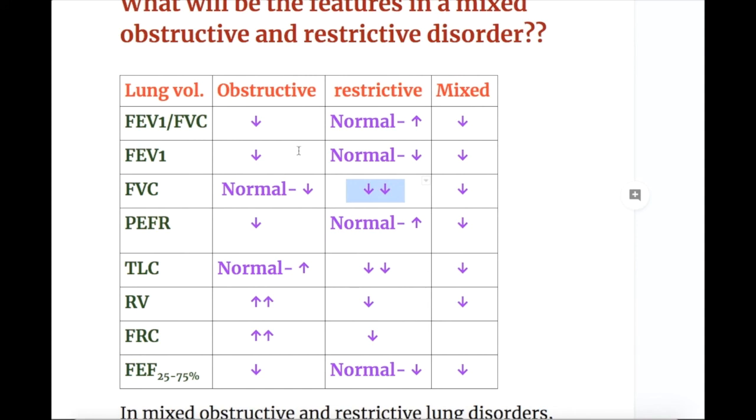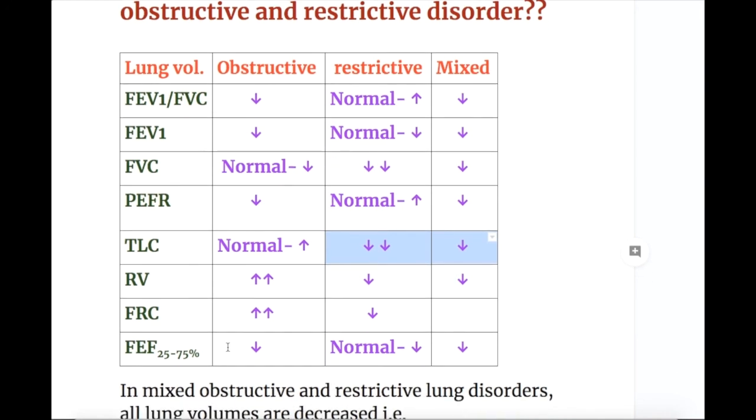So in obstructive disorder, FEV1 to FVC ratio is decreased. In restrictive disorders, it is increased, whereas TLC is increased in the obstructive disorder but is decreased in both mixed and restrictive disorders. In mixed disorders, all volumes are decreased. In obstructive disorder, FEF 25 to 75% is decreased, whereas in restrictive disorders, FEF 25 to 75% may be normal to decreased. In obstructive disorders, peak expiratory flow rate is decreased, but in restrictive disorder, it may be normal to increased. This is another difference.